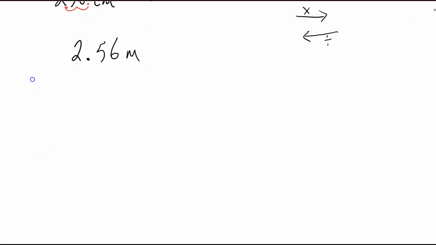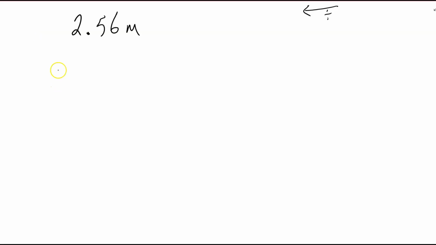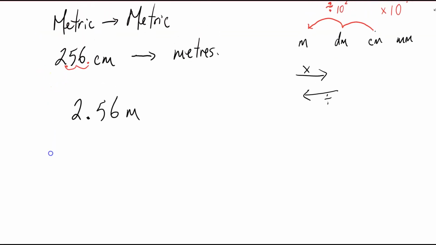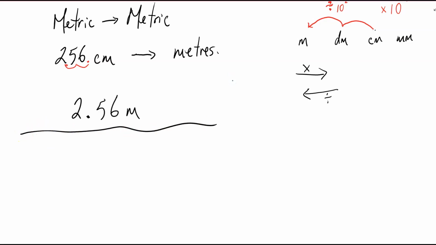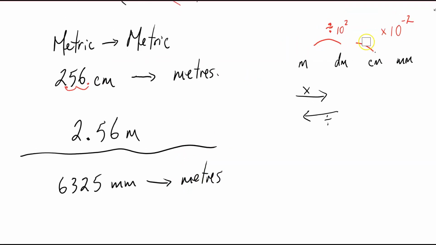Let's do another one. Let's still keep our unit there. Okay. Let's make up a number. How about 6,325 millimeters? We want to go to meters. All right. Take this away. I'm converting from millimeters to meters. Millimeters are very small, 1,000 times smaller than a meter. And so I'm going 1, 2, 3 moves along the scale.